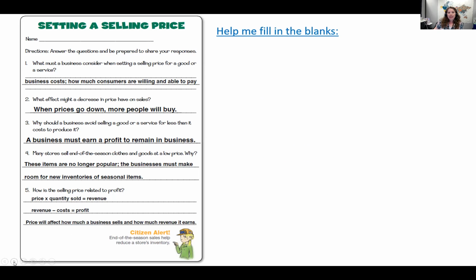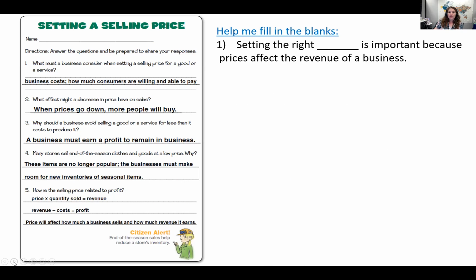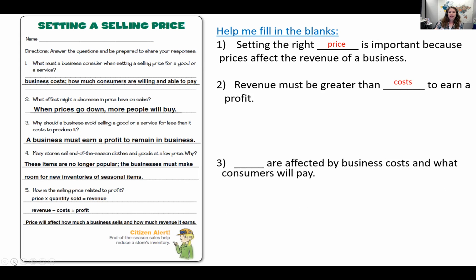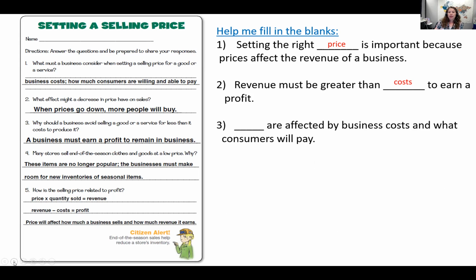So help me fill in these blanks. What do you guys think? Hopefully you'll know the answer to all of these questions. Setting the right blank is important because prices affect the revenue of a business. What would go in that blank? Setting the right price. I bet you said that. Number 2, revenue must be greater than blank to earn a profit. What must the revenue be greater than? Your costs. Exactly right.